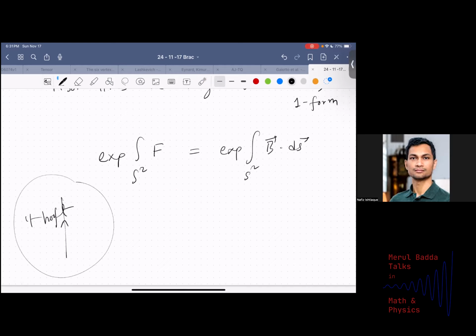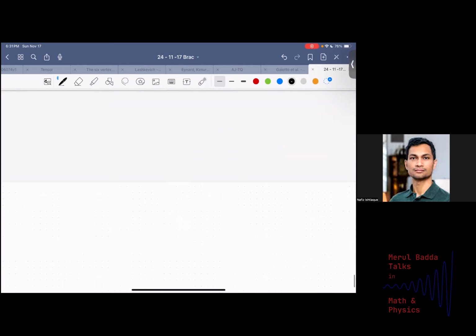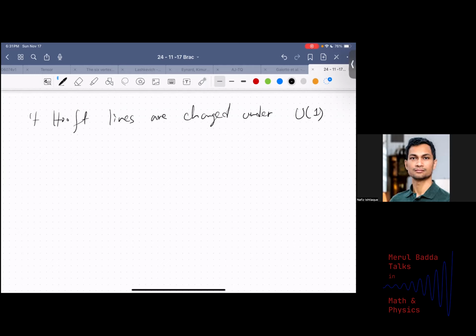and you have, say, this operator surrounding this 't Hooft line. So this is going to be the 't Hooft line itself, multiplied by a phase carrying the magnetic charge. Okay. So the statement from here is that 't Hooft lines are charged under U1, but it's a different U1.